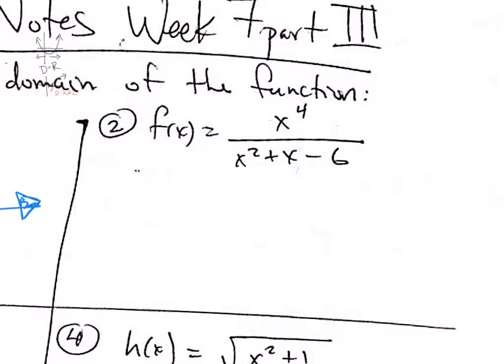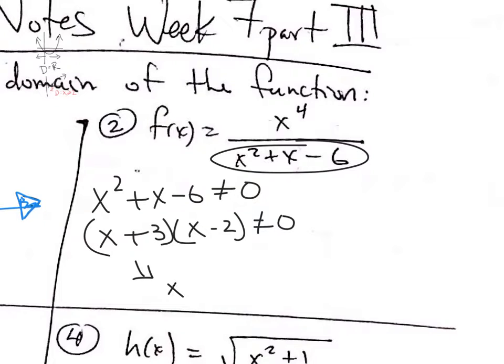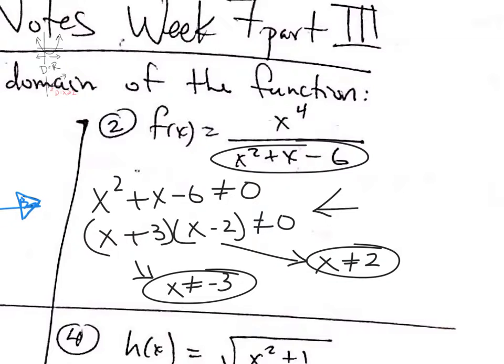Over here we have another fraction, and so this cannot equal 0. So x squared plus x minus 6 cannot equal 0, in which case x plus 3 times x minus 2 cannot equal 0, in which case x cannot equal negative 3, and x cannot equal 2. So if we were looking at that on a number line, we'd have negative 3, 0, 2, and there would be open circles, and every other value would be acceptable.